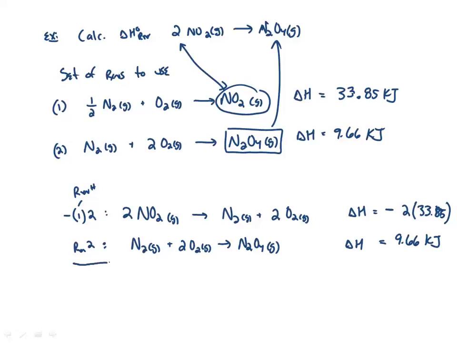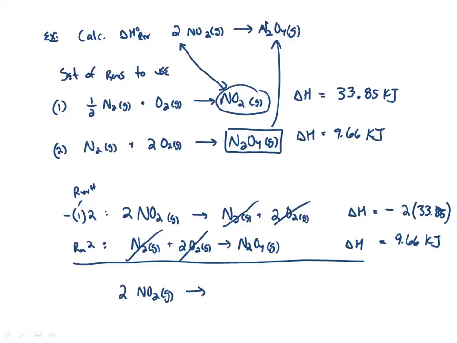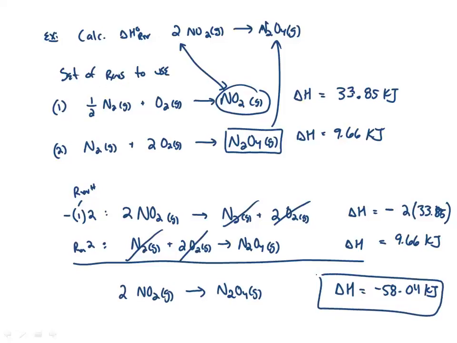And then notice that I need to cancel out all my intermediates, meaning I need to make sure that the nitrogen and the nitrogen cancel, that the oxygens and the oxygen cancel, and so that the only thing I have left is the reaction that I want. And then with the delta H values, we just sum them all up, and I should get minus 58.04 kilojoules. So Hess's law is quite useful sometimes if you have a series of reactions that you already know the answers for, and you can combine those reactions together in order to get a reaction that you don't know.